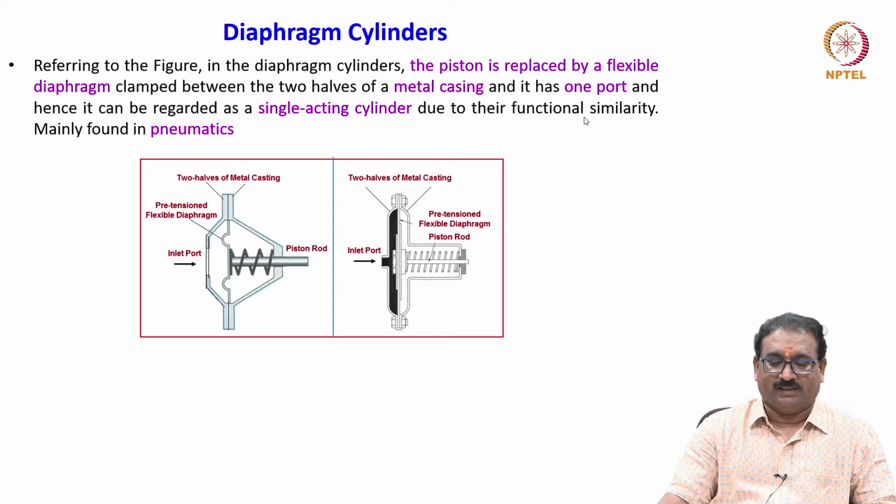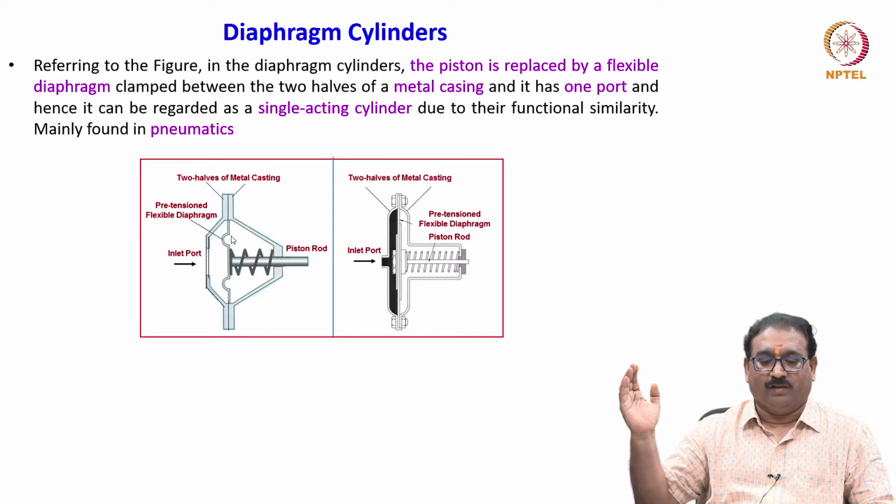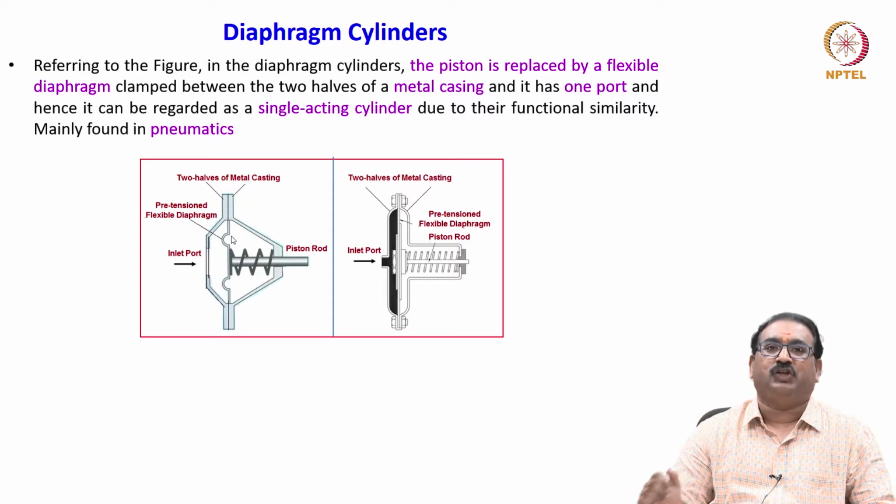In this figure you will see, friends, here the one half and another half. Then this is the piston rod. There is no piston here. Here there is only the flexible diaphragm, and only one inlet. When fluid enters, the pre-tensioned flexible diaphragm will push the rod. Then when the fluid is cut off, it will come back because it is pre-tensioned.